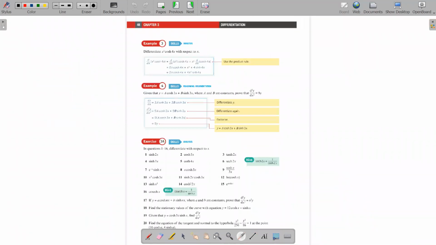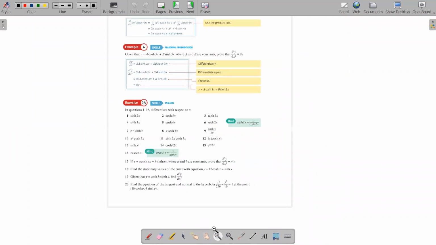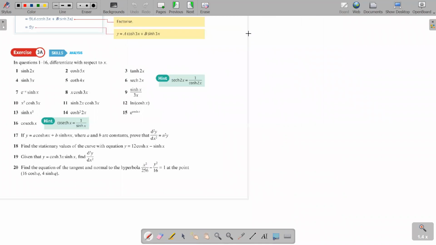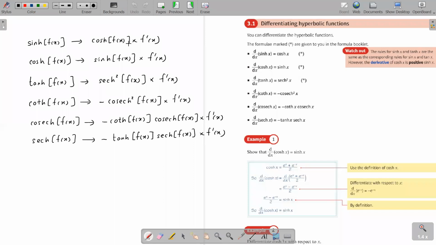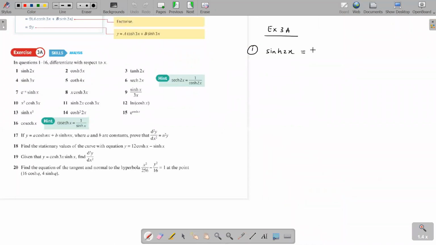Let's go to the first one, exercise 3A, question number 1. The differentiation of sine 2x. Let's start with that one. So sine 2x differentiation, what will it be? Sine differentiation is cos fx into f dash x. So sine 2x differentiation will be cos, and you write the 2x as it is, you do not change it, cos fx into the differentiation of 2x, which is 2. So basically it's 2 cos 2x.